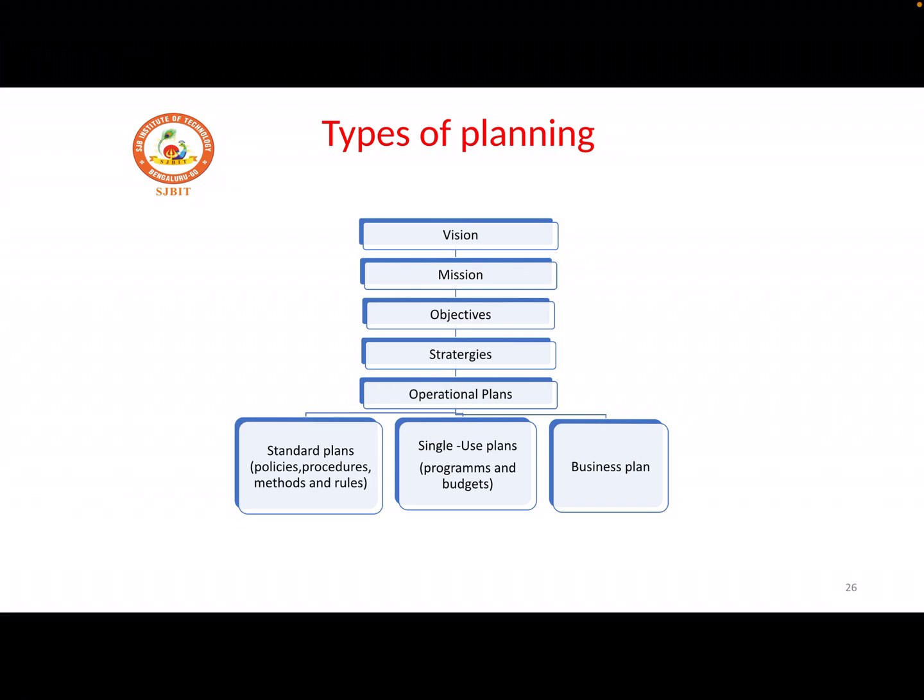What are the different types of planning? Vision, mission, objectives, strategies, operational plans. In operational plans, we have three types: standard plans, single-use plans, and business plans. What are standard plans? Standard plans are policies, procedures, methods, and rules. Single-use plans are programs and budget. Budget you will form only once. You have seen state budget and central budget. Once in a year they will present the budget. That is a single-use plan for the entire nation or for the entire state. Business plan.